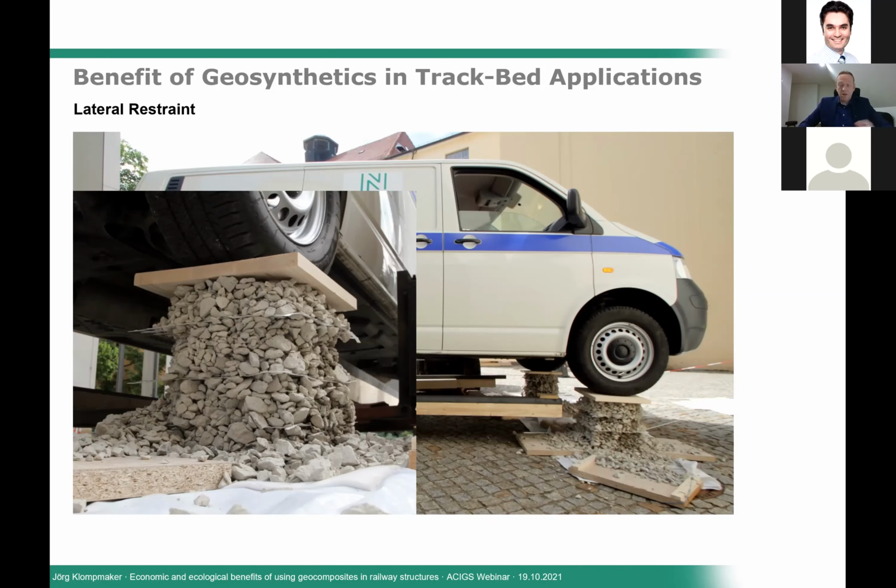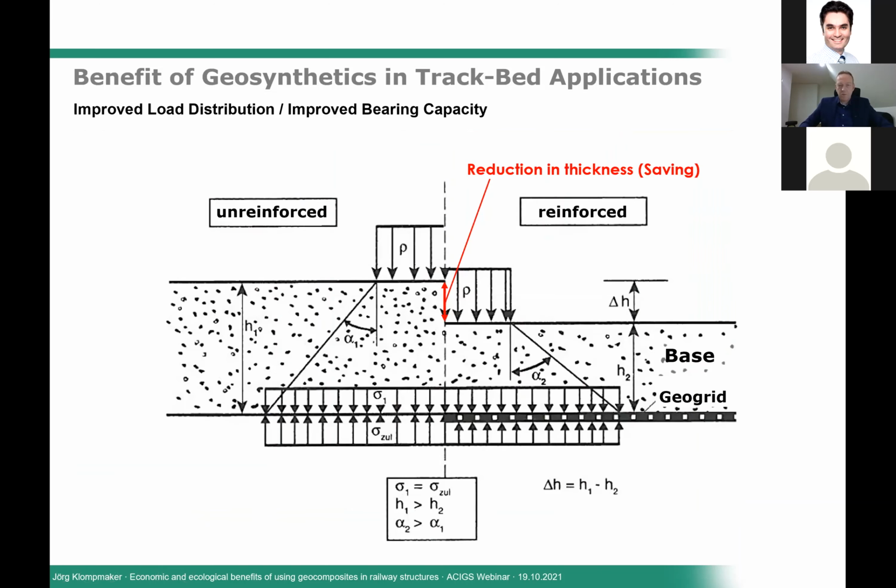Of course, this is a worst case scenario because in the normal track, we would have the lateral support of the surrounding fill. But even with the missing support, we can very clearly see this lateral confinement that takes place as a result of this interaction mechanism. So the next slide is showing us the benefit of the geogrid in terms of an improved load distribution.